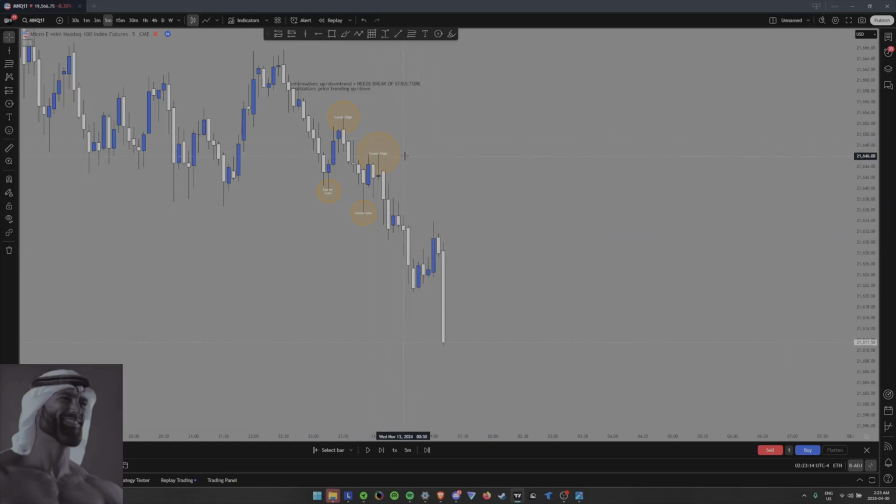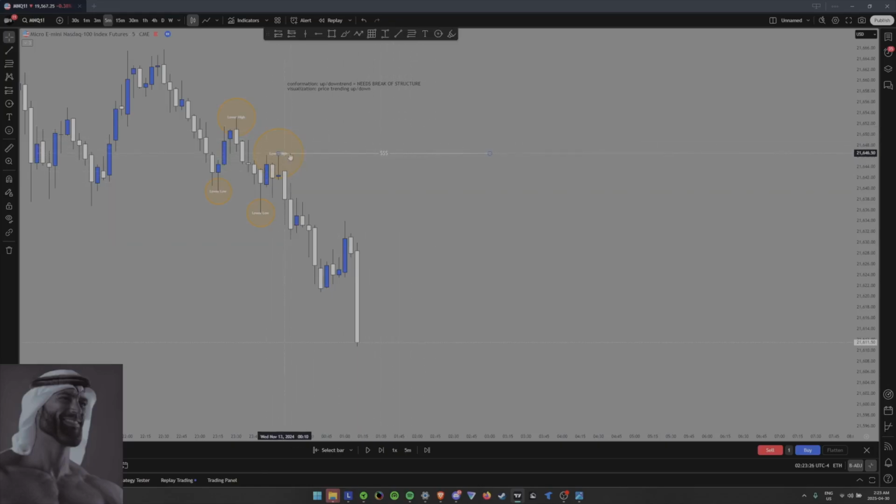So remember, we're looking for a closure above the latest lower high. So we can take this little trend line here, drag it out to the right, and we're looking for a closure above. I'm just going to mark this as a sweep. So we're going to look for a closure above this price value right here, 21,646.